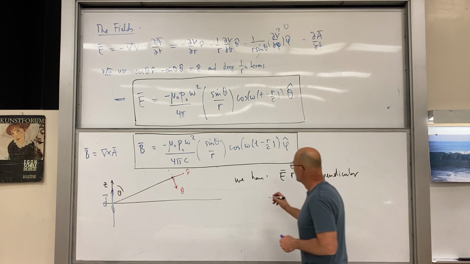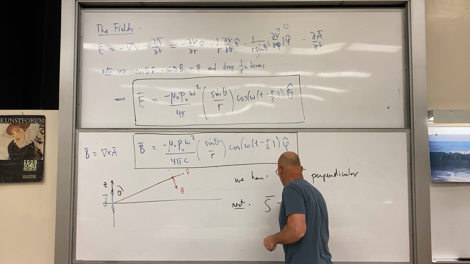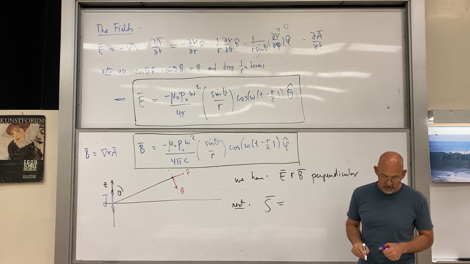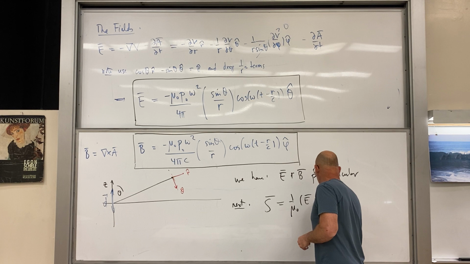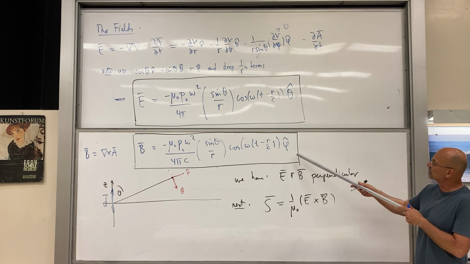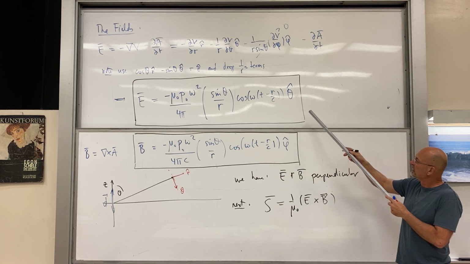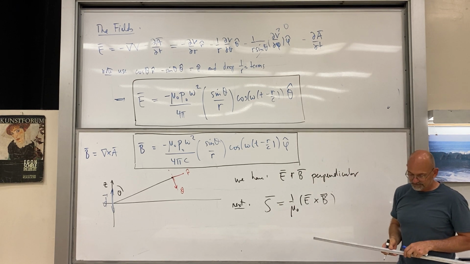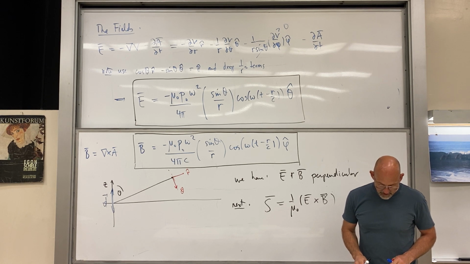So next, you want to calculate S, E cross B over mu naught. So 1 over mu naught E cross B, and again, the nice thing is we just have to take the cross product. We're just going to multiply all these expressions and take the cross product of theta hat cross phi hat. So theta hat cross phi hat is r hat, and squaring everything, we get the 1 over mu naught.